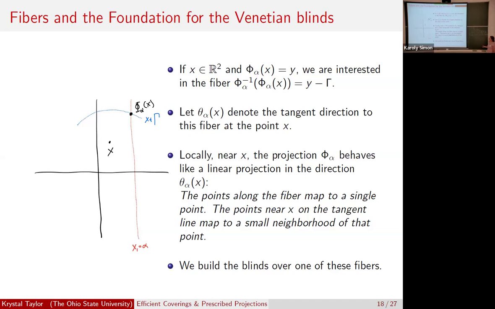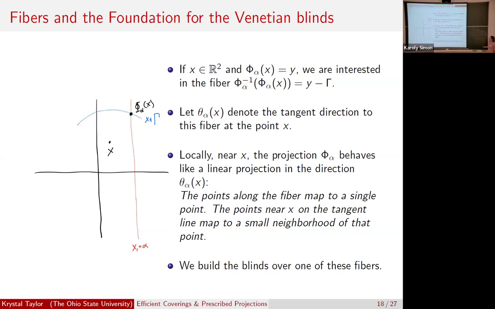Then we can play around with that, and eventually we'll think, can we somehow approximate locally here? We notice that all the points along the tangent, at least close to x, get mapped near this image. So let theta alpha of x denote the tangent direction to this fiber at x, which is going to be the same angle as this tangent.